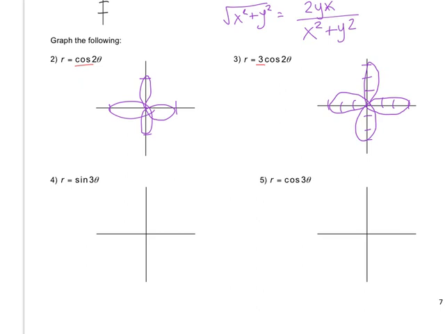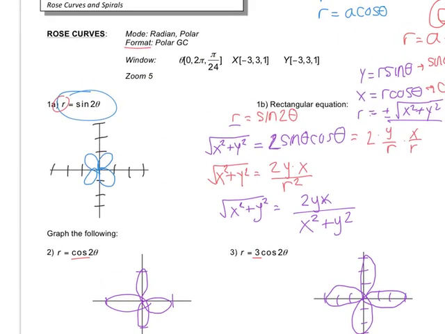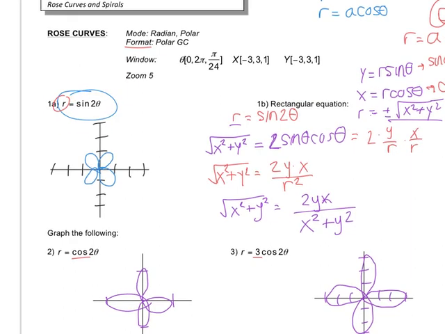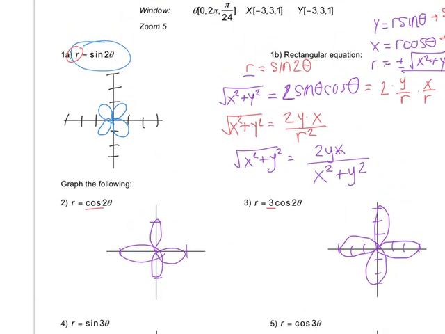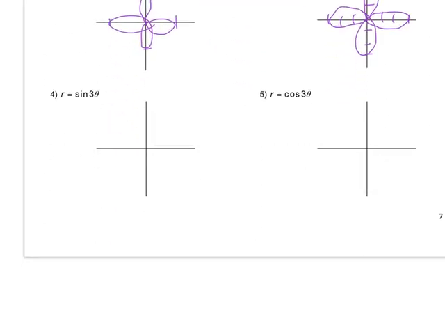Okay, so let's look at number 4, and we see sine of 3 theta right here. So the first graph we did way up here was sine 2 theta. Now we're going to graph sine 3 theta. Now remember, sine of 2 theta had 4 petals. How many petals do you think sine of 3 theta will have? So let's find out. In your y equals, type r equals sine of 3 theta, and graph that, zoom 5, and see what you get.